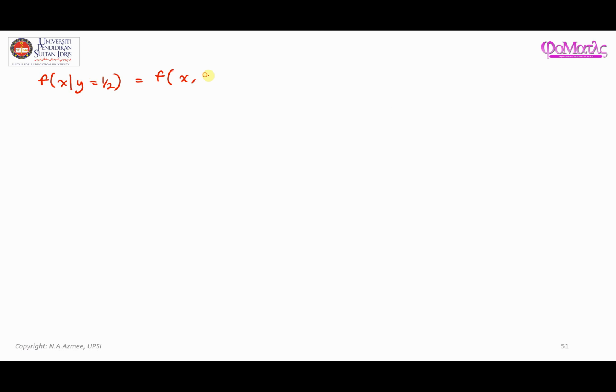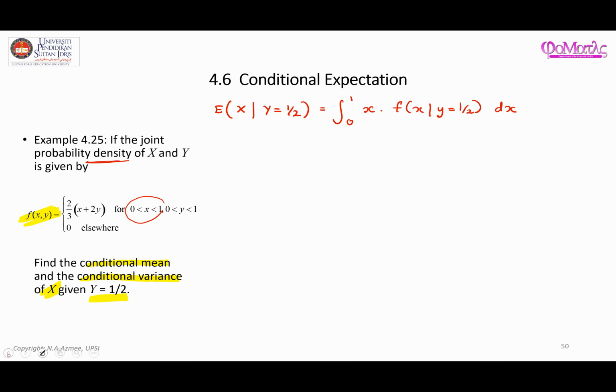We're going to consider the joint density of x and y, and here is f of y at y equal to half. So we already know what is fxy. Fxy is given by this formula, and you can replace y immediately with half. The value is 1 over 2, yeah.